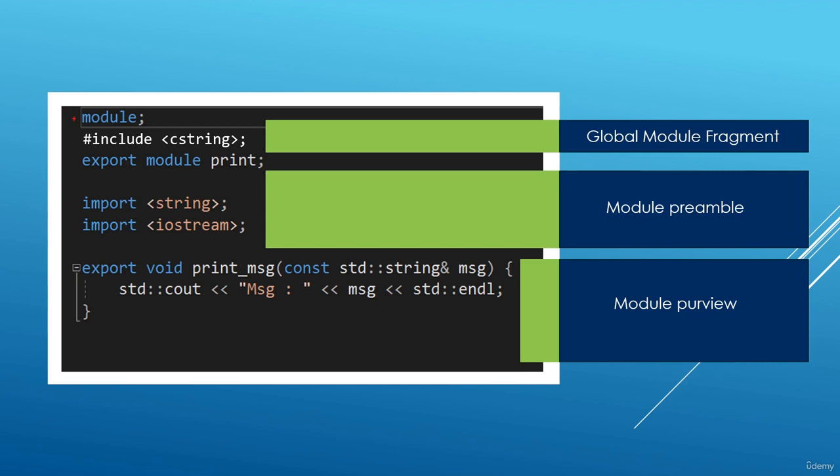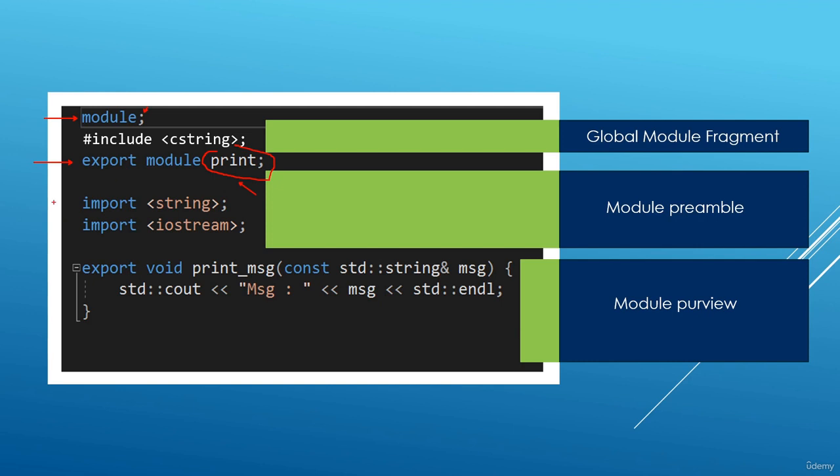Your module file is going to start with this module thing, module semicolon. You really need this thing. And if you go down, you will have a module declaration. The syntax is going to be export module, and you specify the module name. Here, the module name is print. This is something you need to keep in your mind.